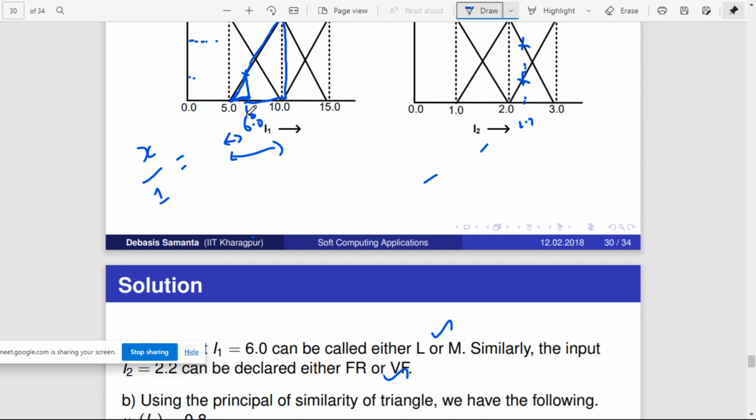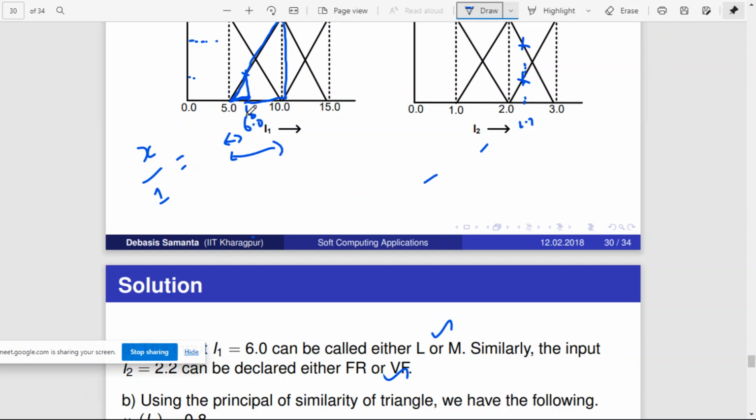That is how we got this value. So mu L of L1 is 0.8, mu M of L1 is 0.2, mu F of L2 is 0.8, mu VF of L2 is 0.2. So these are the 4 rules that can fire, that is, if L1 is L and L2 is F, and so on. Because here L1 can take L and M, and here L2 can take F and VF. So L, M, F, VF.